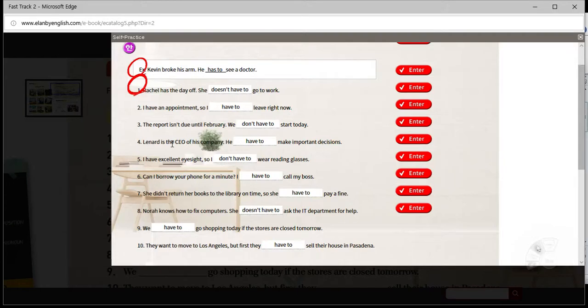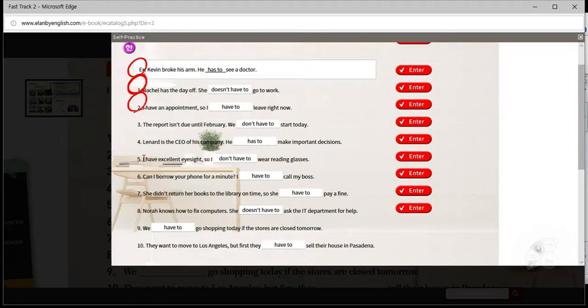Number 4, Leonard is the CEO of his company. So he's the leader. He's the man in charge of his company. He's the president. He has to make important decisions. So that's kind of his job. It's necessary for the leader to make important decisions. So necessary, have to. But the subject is he. We're talking about a third person, so I'm going to change that to has to. Has to, have to, both show necessity. Number 4, good.